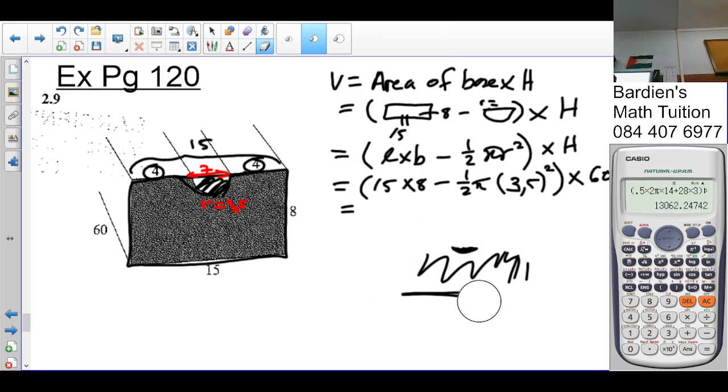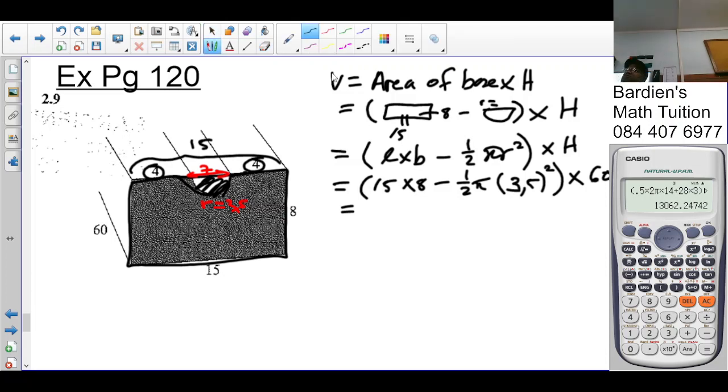Any other confusion? Okay, so you can put it in the calculator.